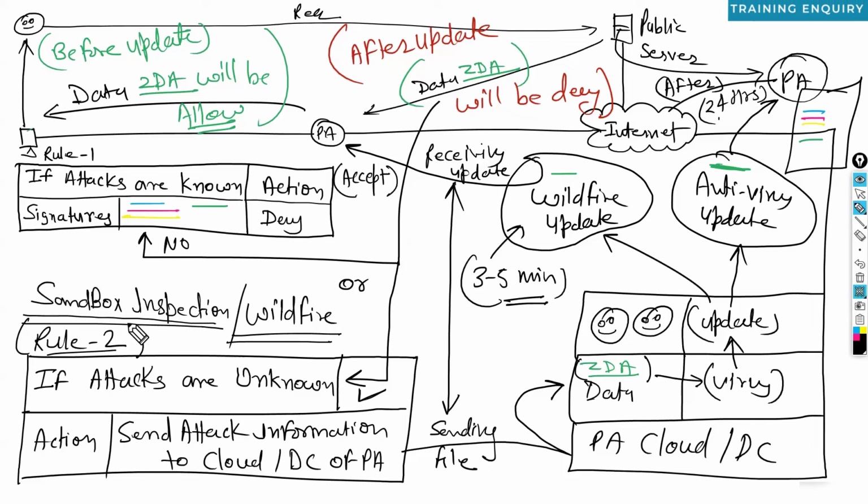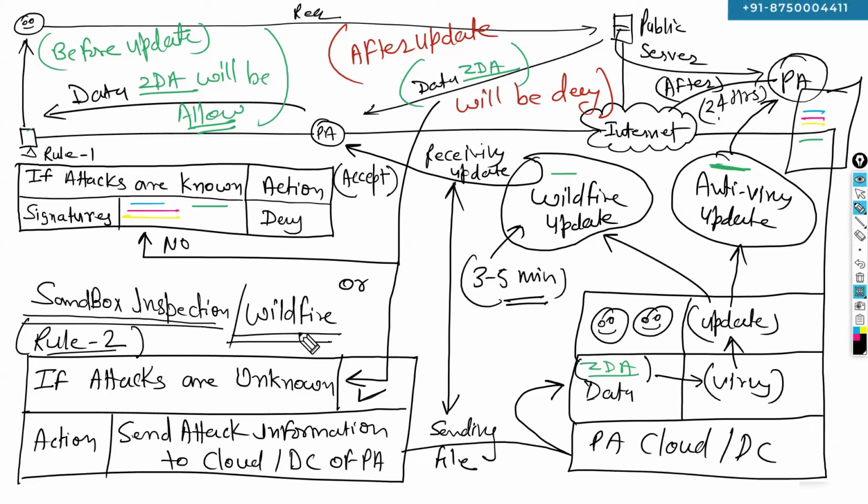So this process, whatever I'm saying, is that a device, a firewall or IPS, sends a file to a dedicated system. That dedicated system can be on premise or on the cloud. This process is called sandbox inspection, but Palo Alto markets this process with the name of WildFire.